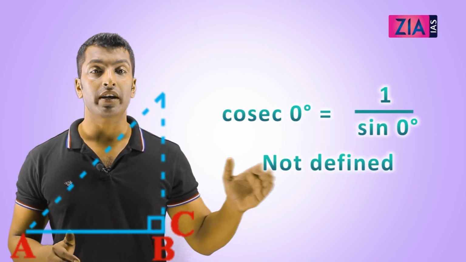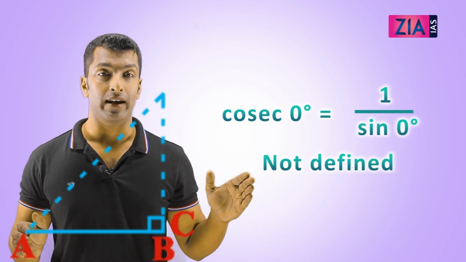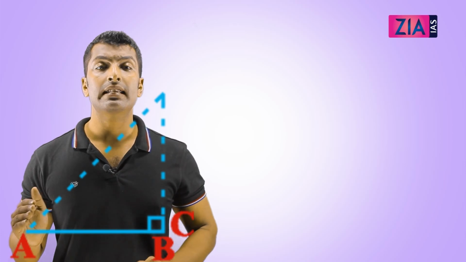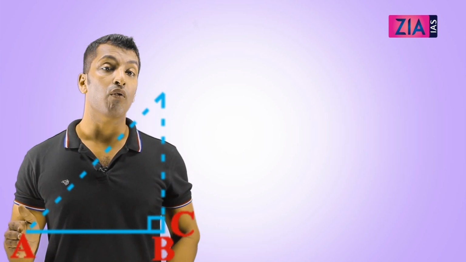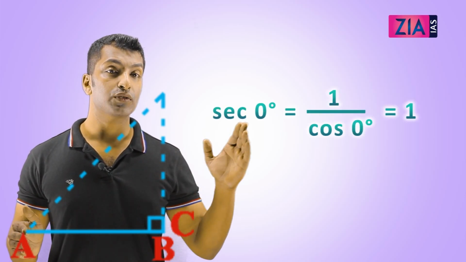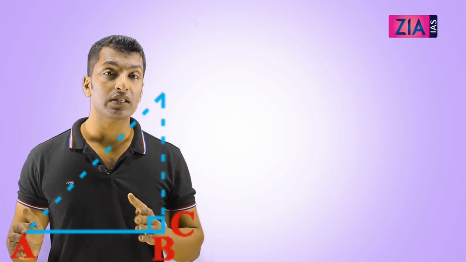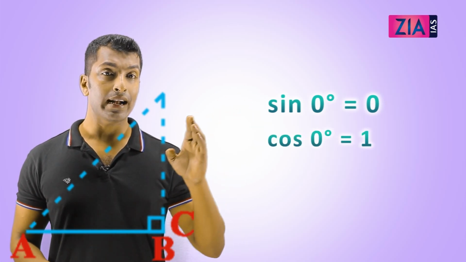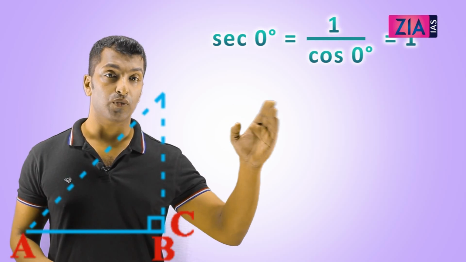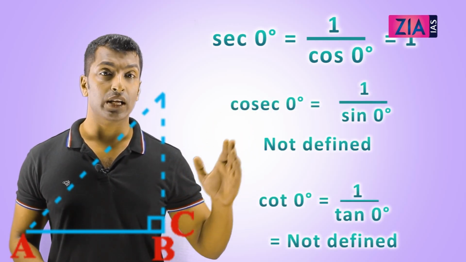Now what is cosec 0? That is the reciprocal of sine 0. Sine 0 is 0, and 1 by 0 is not defined. So cosec 0 is not defined. Similarly, what is sec 0? Sec 0 will be 1 by cos 0. We know cos 0 is 1, so 1 divided by 1 is equal to 1. So sec 0 is 1. What about cot 0? Cot 0 will be 1 by tan 0. We already saw tan 0 is 0, so 1 by 0, again not defined. So sine 0 is 0, cos 0 is 1, tan 0 is 0, sec 0 is 1, cosec 0 is not defined, cot 0 is not defined.